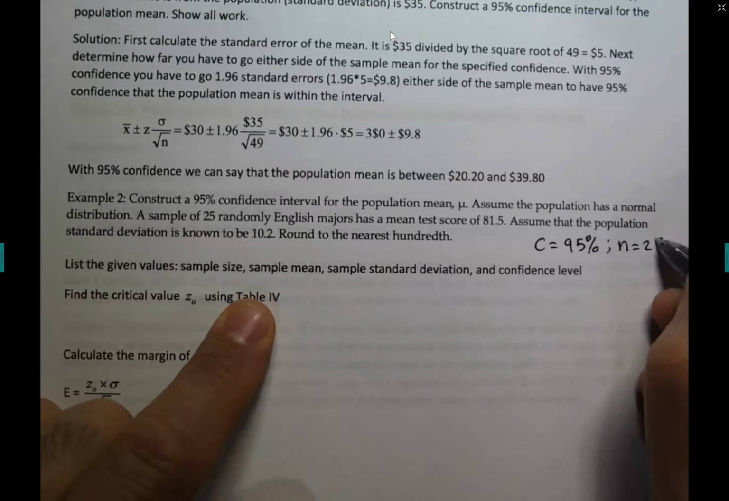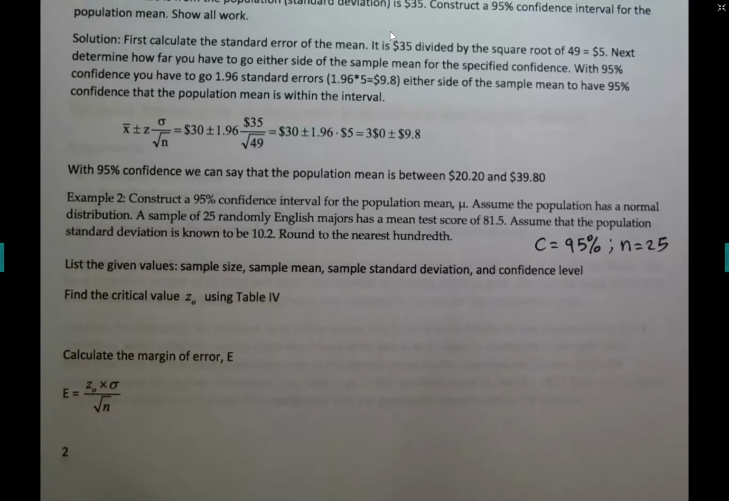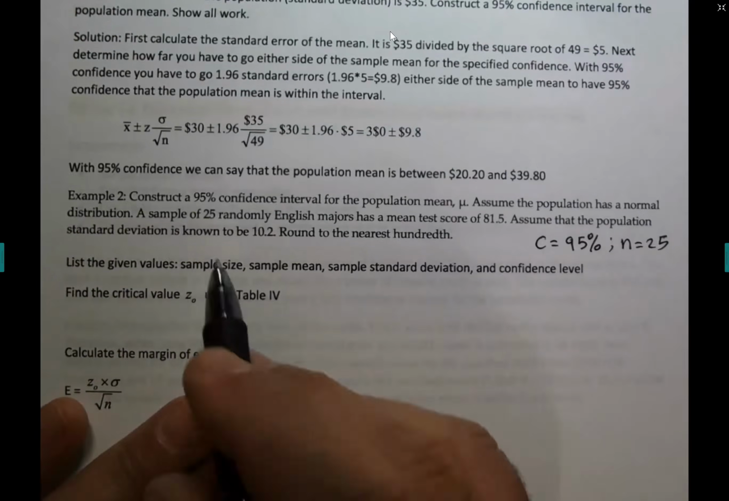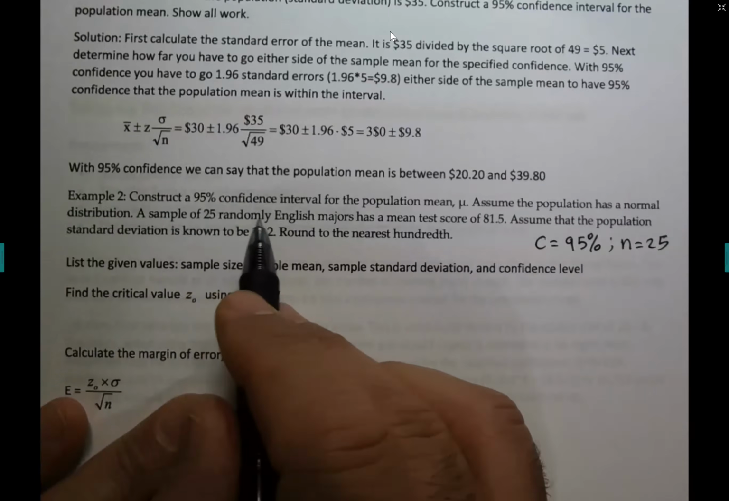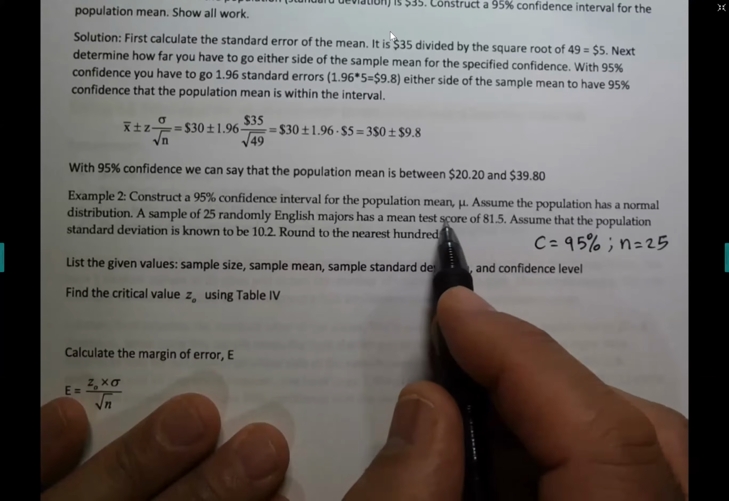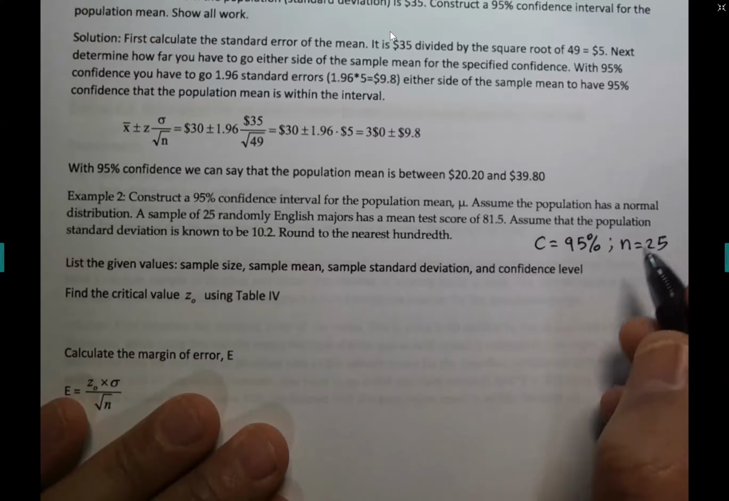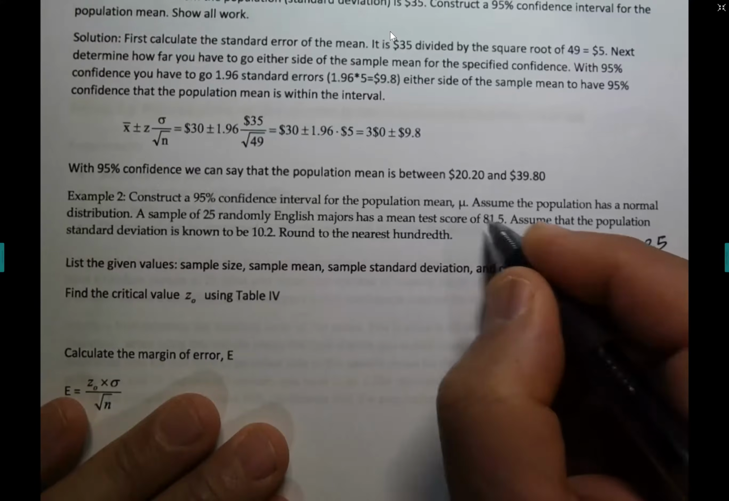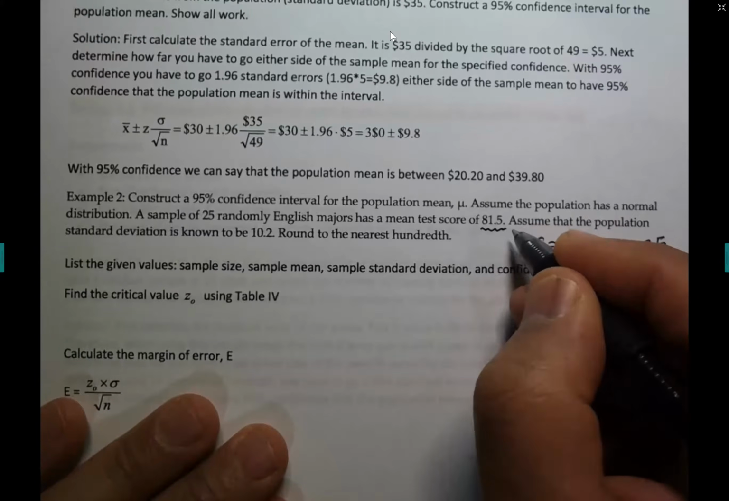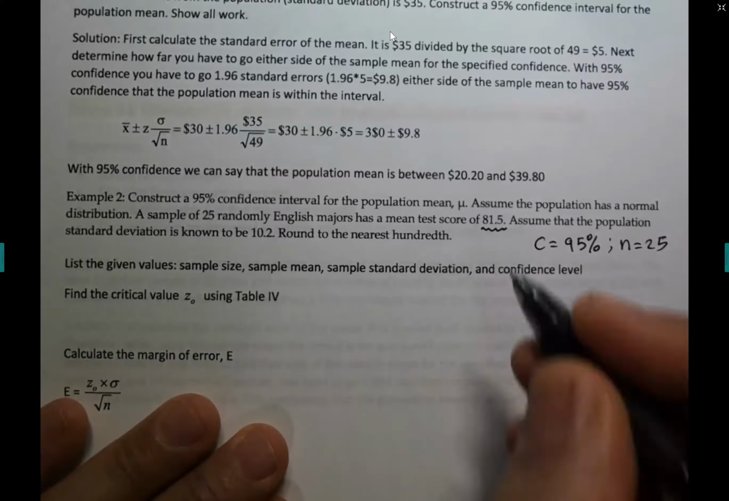Even when you use your calculator, you need to know what each number represents as a symbol, because when you plug in the values into a calculator, it is going to have a prompt. What is N? What is the confidence level? What is X bar? So you need to be able to enter them properly. A sample of 25 randomly selected English majors has a mean test score of 81.5. What is the 81.5? The mean? X bar.